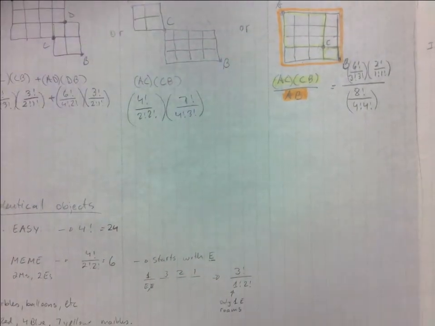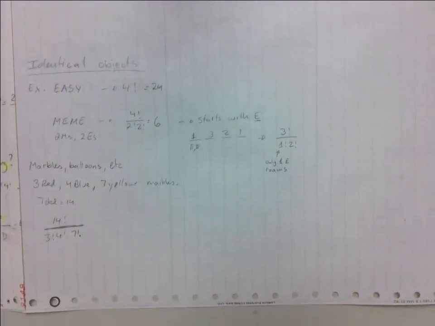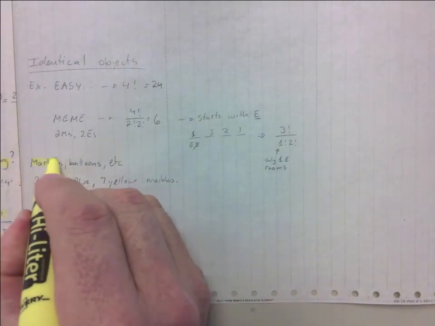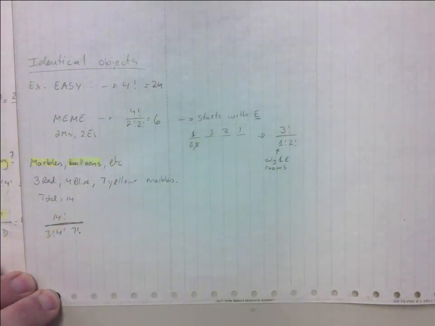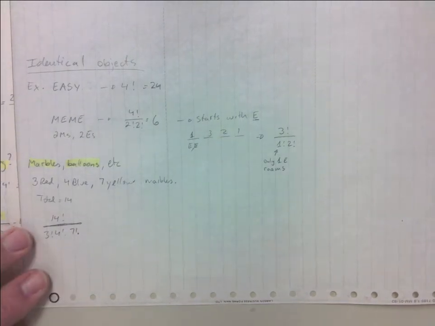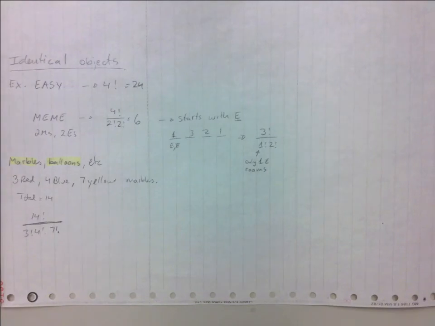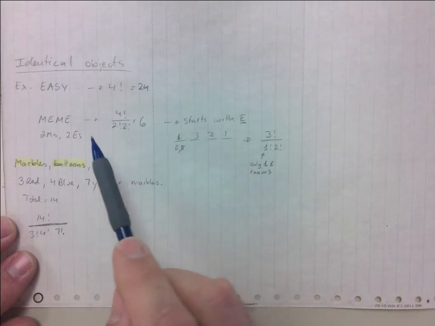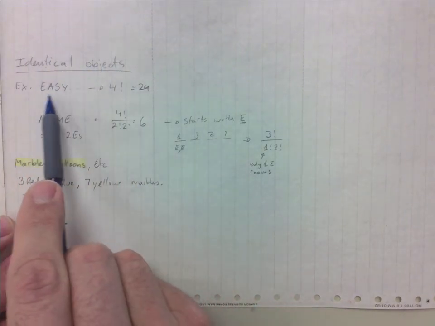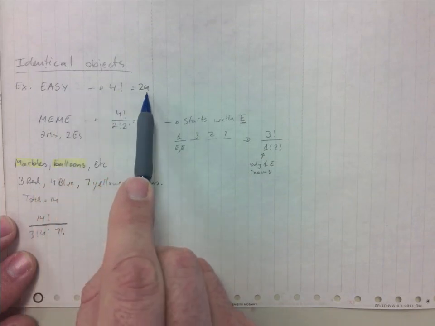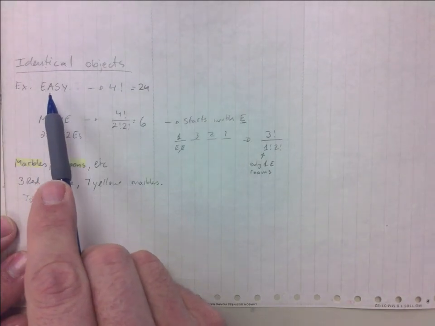Next, the identical objects. So identical objects, you've got to watch out, right? It's marbles, balloons, decorations of some sort, but don't fall for the same color. If you know that the items are distinguishable, you've got to make sure you don't fall for it. You don't have to worry about this if it's people wearing the same color shirt. So identical objects, easy, not a single repeat. So it's just 4 factorial, 24 ways to arrange the letters in this word.